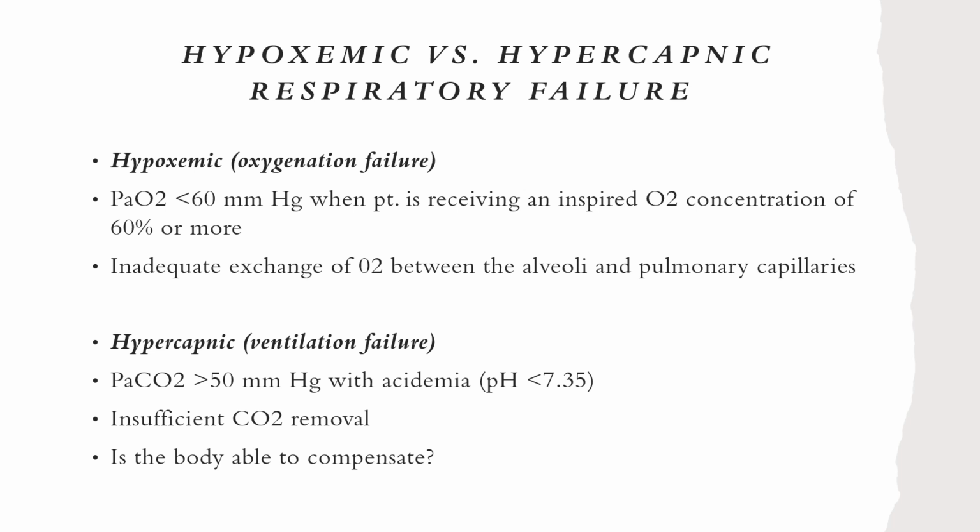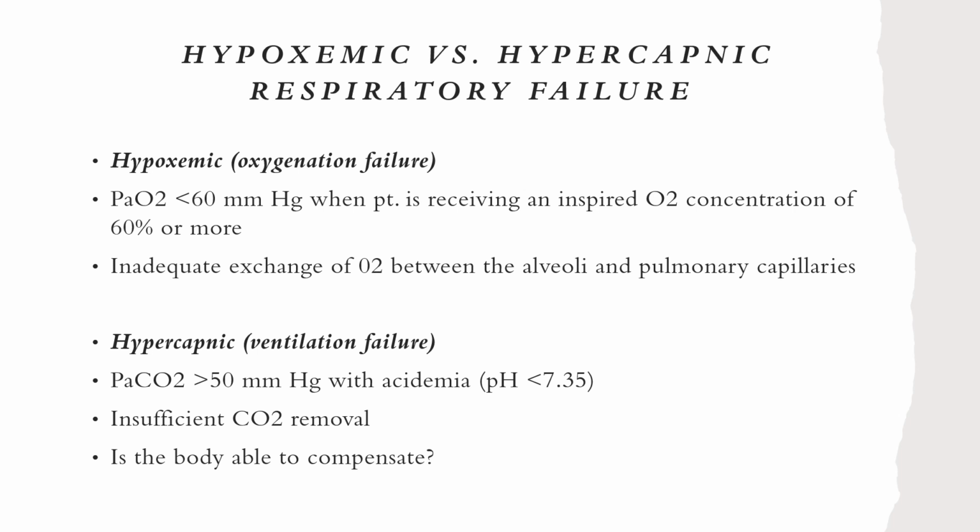So hypoxemic means that there's a perfusion issue, also known as an oxygenation failure. It means that on the ABG, their PaO2 will read less than 60, even when they're receiving oxygen concentrations of more than 60%. So there's some inadequate exchange of oxygen between the alveoli and the pulmonary capillaries, and we know that's where gas exchange occurs. You told me that in the previous slide, it's in the alveoli. So we know that there's some issue here. Despite adequate supplemental oxygen, our PaO2 levels do not exceed 60.